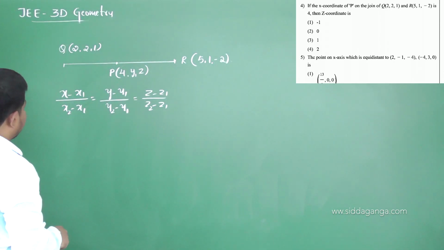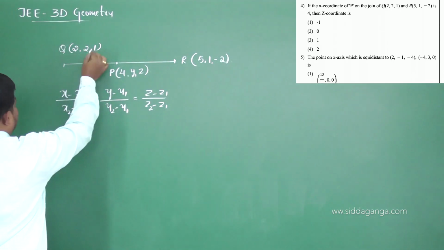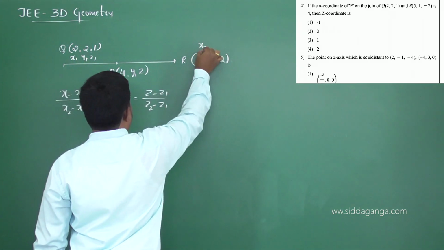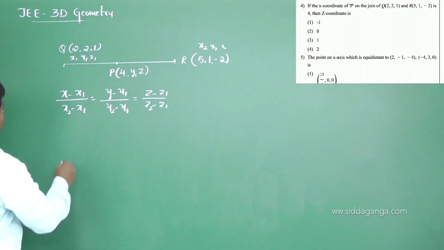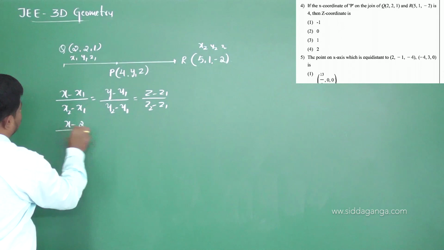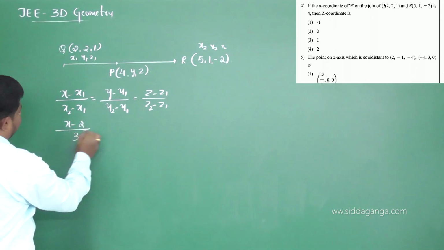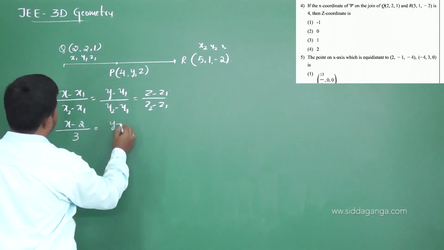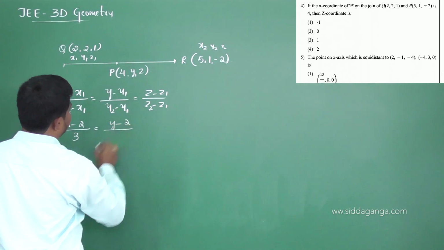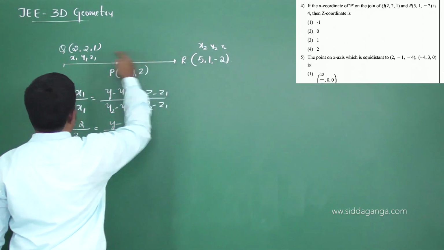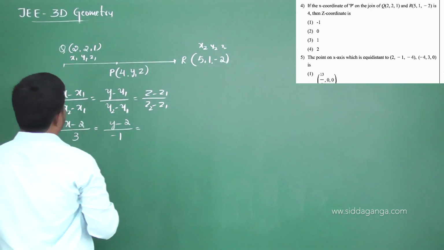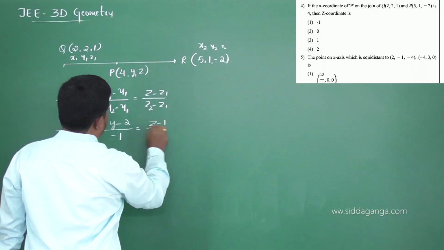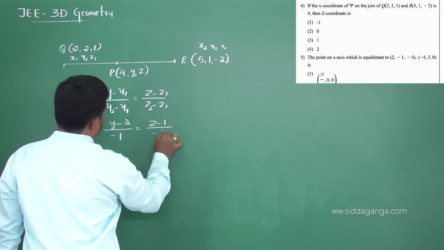So now here we have x1, y1, z1. You take this one as x2, y2, z2. x minus x1 is x minus 2, divided by x2 minus x1, 5 minus 2, that is 3. And y minus y1, y1 is 2, then y2 minus y1, so that is 1 minus 2, that is minus 1, that is equal to z minus z1. So z minus 1 divided by z2 minus z1, so minus 2 minus 1, that is minus 3.